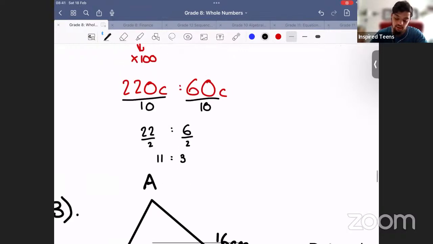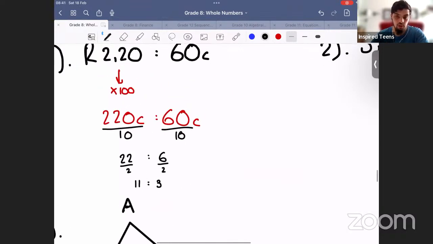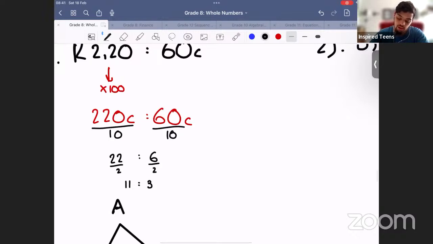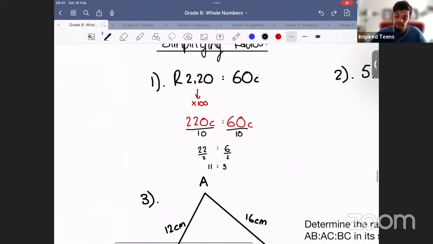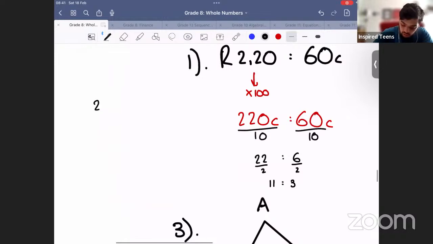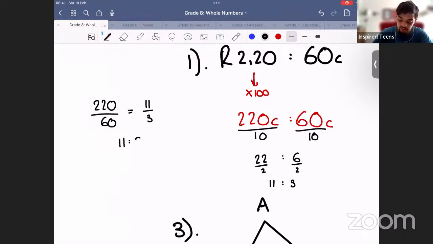Okay, alternatively, if your teacher is not too strict on using your steps in your calculator, remember, ratios could be expressed as fractions. So 220/60. If you put that in your calculator, you're going to get 11/3, and therefore your ratio is 11:3.